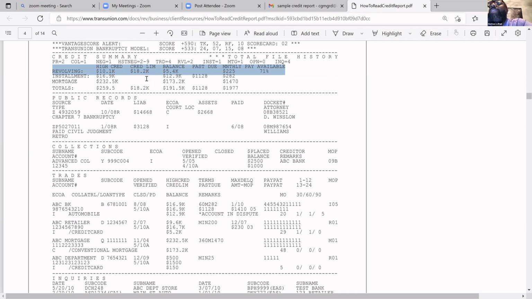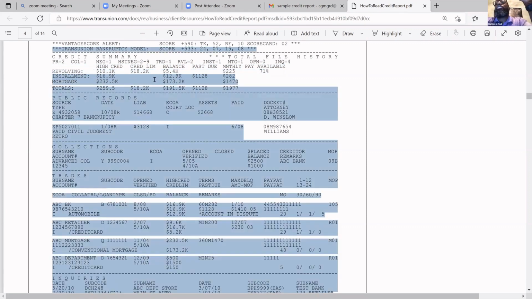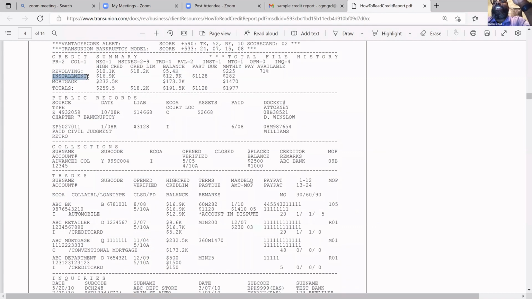And their monthly aggregate payments are $225 a month. Your total available is 71%, so they're right now 29% utilized of their overall credit limit. Again, very strong. Here's what I will tell you about revolving credit in comparison to installments. If you're in a situation where you want an installment loan versus revolving, installment loans actually look better because it's a fixed dollar amount, a fixed balance, and a fixed payment.